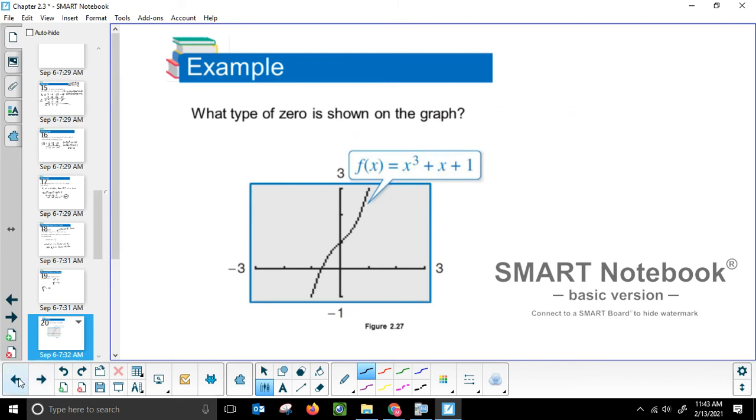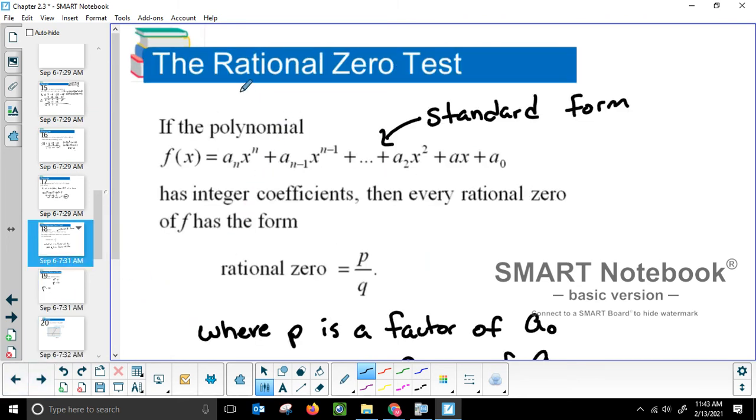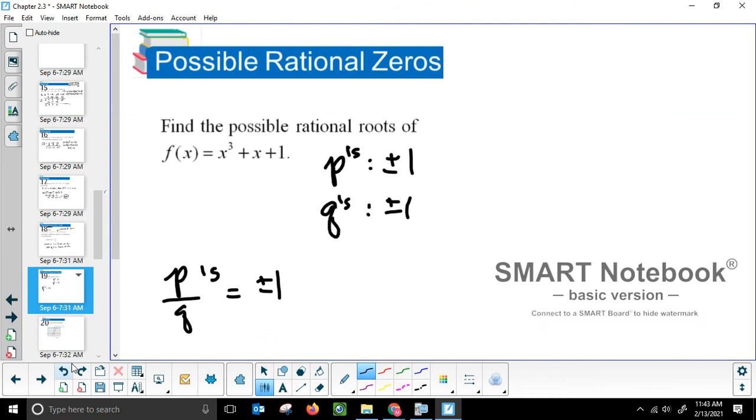Now it is important to note that these are only rational zeros. Rational numbers are numbers that can be expressed as a fraction: 1/3, 2/7, 103 over 162, anything like that. So be very mindful that there can be other zeros that are not rational.